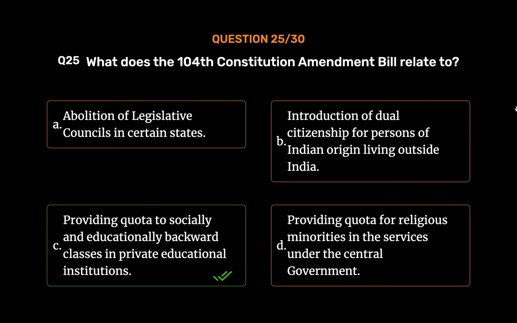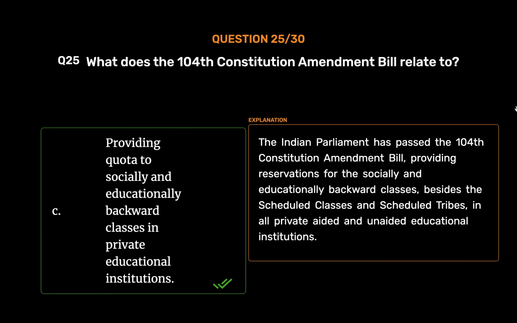Providing quota to socially and educationally backward classes in private educational institutions. The Indian Parliament has passed the 104th Constitution Amendment Bill, providing reservations for the socially and educationally backward classes, besides the scheduled castes and scheduled tribes, in all private aided and unaided educational institutions.